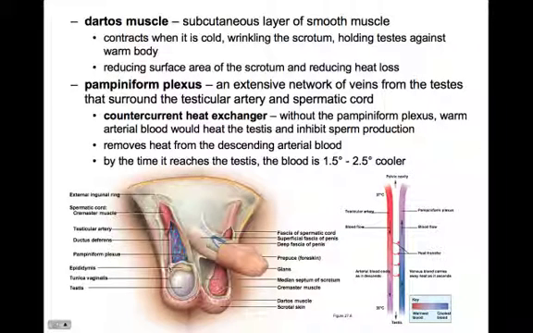You'll notice the arrangement here in the testes. This pampiniform plexus is highly branched and it's external to the arteries. Thus, it aids in removing heat from the blood so that cooler blood is entering the testes. Without the pampiniform plexus, this warm arterial blood would heat the testes and that would inhibit sperm production.